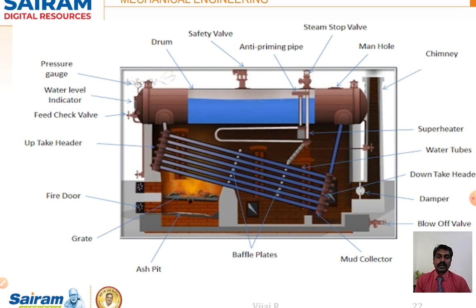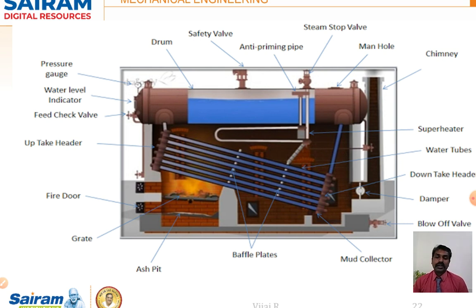Normally, you know there is a temperature difference when hot and cold water combine. Hot water will move upward, and cold water will be at the bottom. This is the logic of how it takes place. Once the water fills the drum, it goes down to the downtake header and fills the tubes. At the bottom, coal is fired on the grate; we put the fuel and burn it.